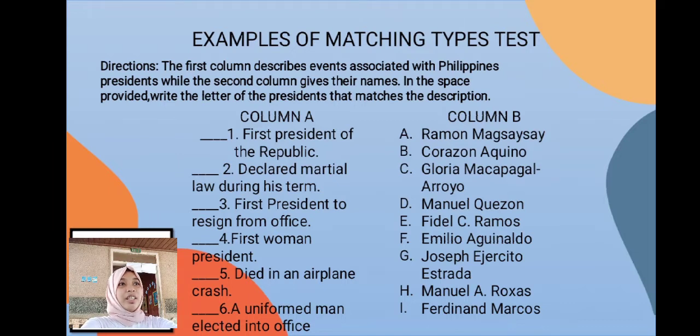B gives their names. Letter A, Ramon Magsaysay. B, Corazon Aquino. C, Gloria Macapagal Arroyo. D, Manuel Quezon. E, Fidel C. Ramos. F, Emilio Aguinaldo. G, Joseph Ejercito Estrada. H, Manuel A. Roxas. And I, Ferdinand Marcos.